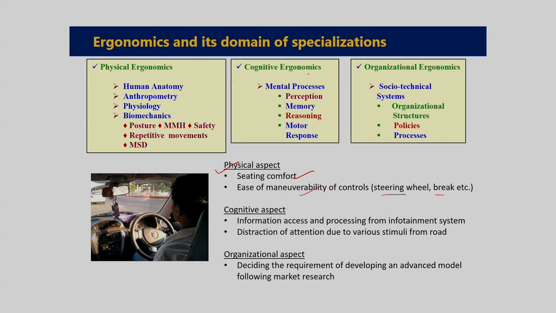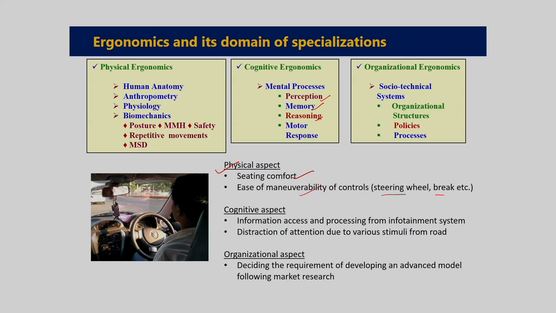Similarly, in case of cognitive ergonomics, we are discussing mental processes. While the driver or passenger or any other maintenance person is using that vehicle or working on that vehicle, we have to think about these aspects of the human being: perception, memory, reasoning, motor response. Now, if we take one example of cognitive ergonomics in case of a passenger car, then which aspects should we deal with in case of cognitive ergonomics?